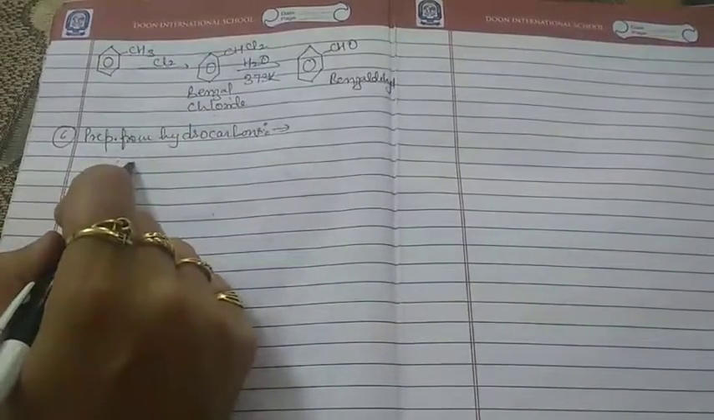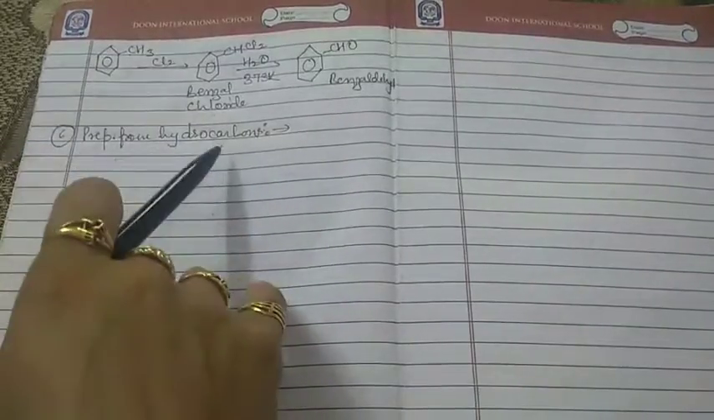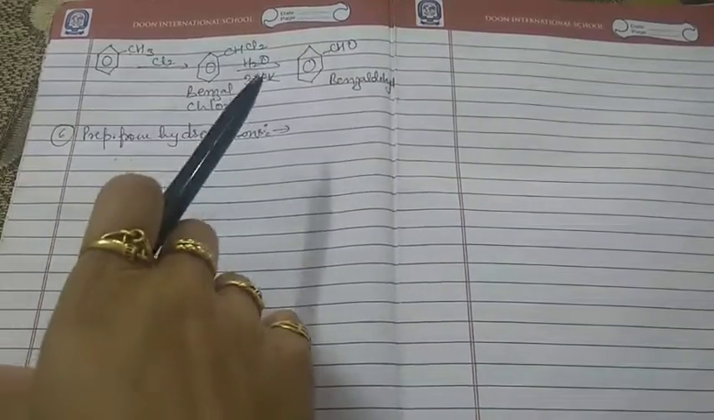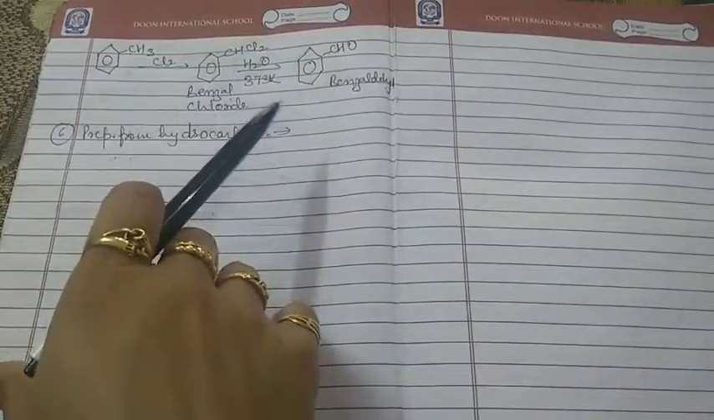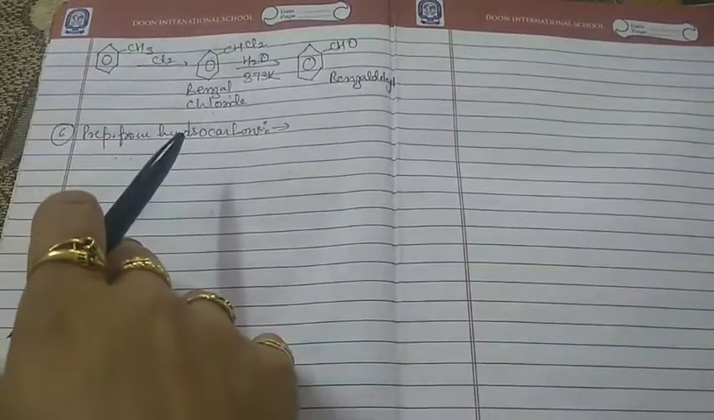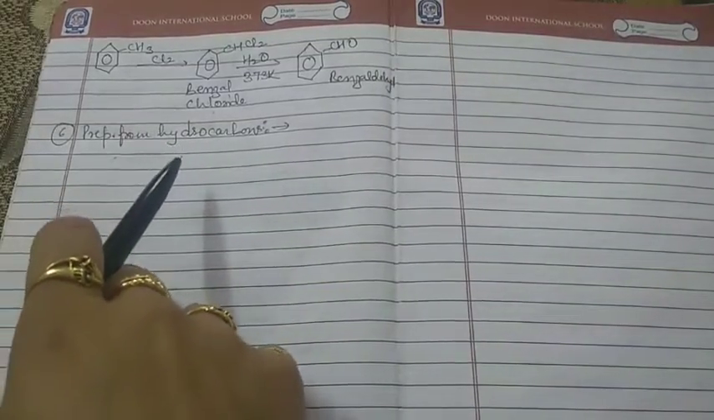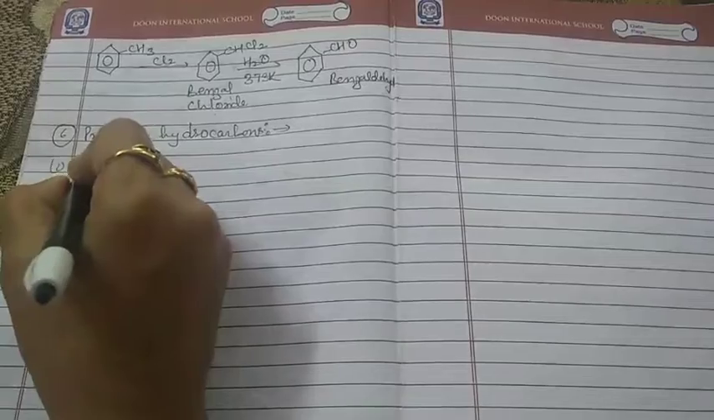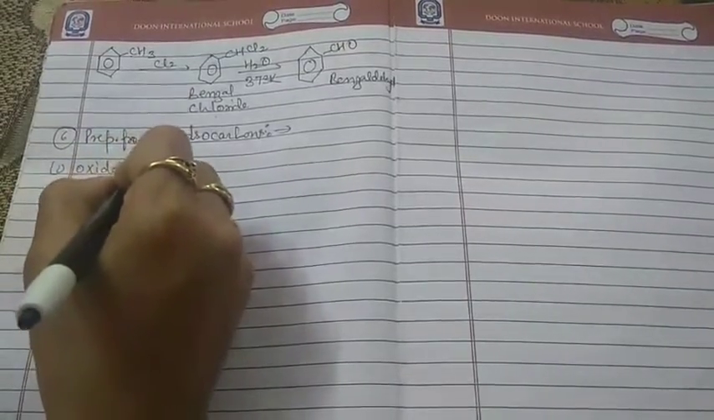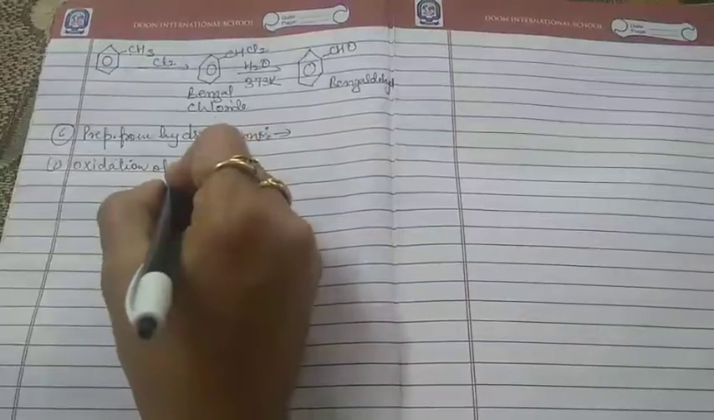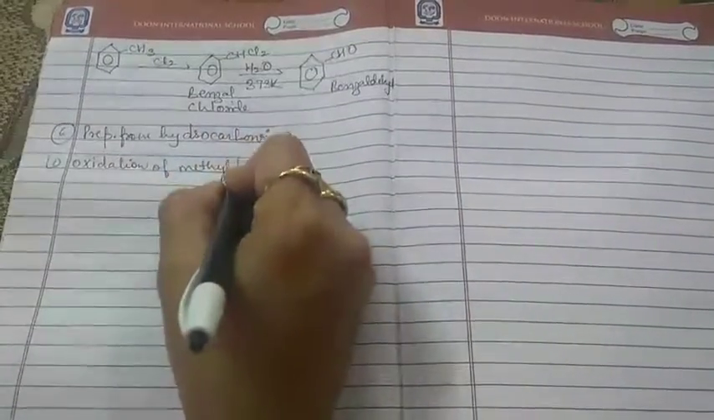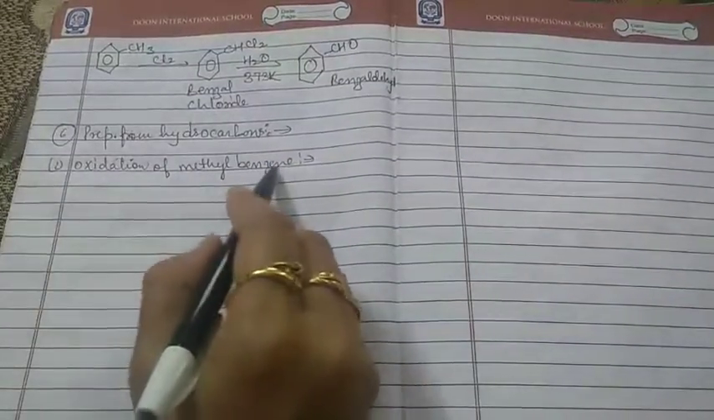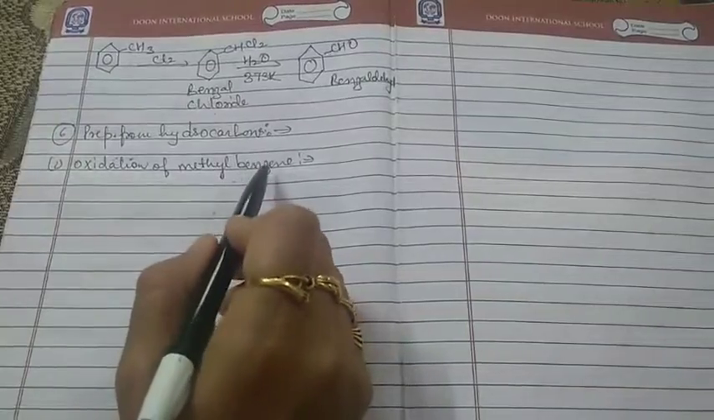Now the next method of preparation of aldehyde is preparation from hydrocarbon. Actually, aromatic aldehydes, that is benzaldehyde or its derivatives, are prepared from aromatic hydrocarbons, meaning hydrocarbons in the form of an aromatic structure, by the following methods. The first method is the oxidation of methyl benzene, and we all know that methyl benzene is also termed toluene.